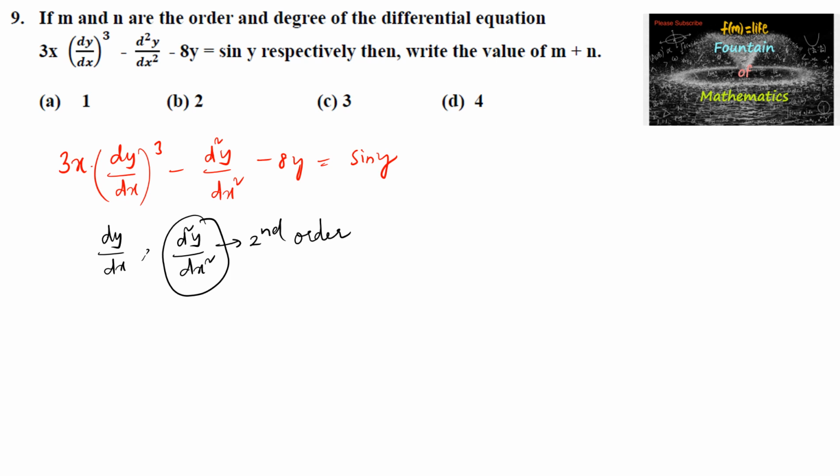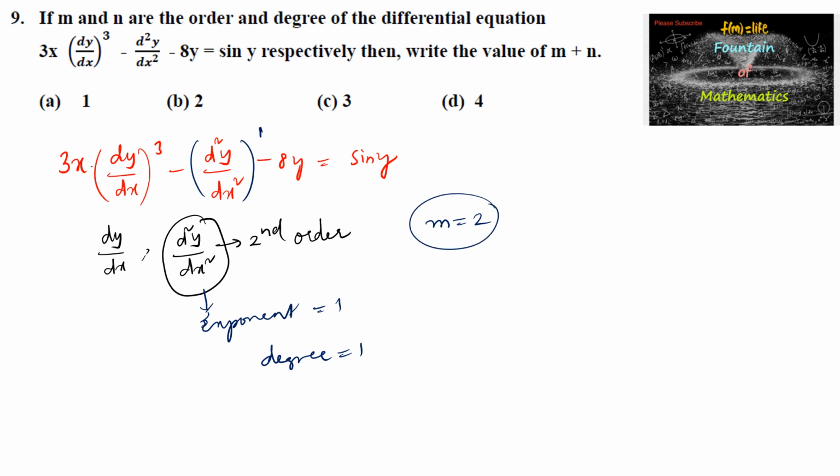So in the given equation, the second order derivative is used, and the exponent of this second order derivative is 1. So we can say the degree is 1. So if m is order, m is equal to 2 here and n is the degree, so n is equal to 1, then m plus n value is 2 plus 1, which is equal to 3. So we can go with option C.